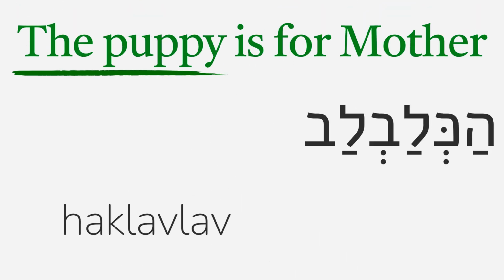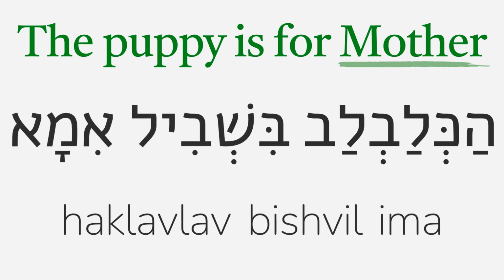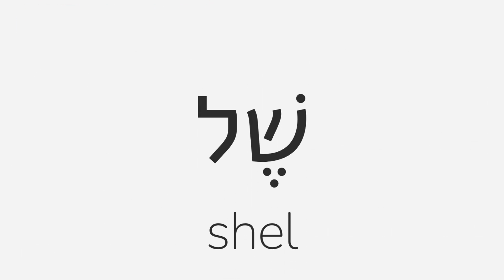Next, we learn the preposition bishvil, which means for. Let's say the puppy is for mother. The puppy is haklavlav. No Hebrew word for is. For is bishvil, and mother is ima. Haklavlav bishvil ima. The puppy is for mother.